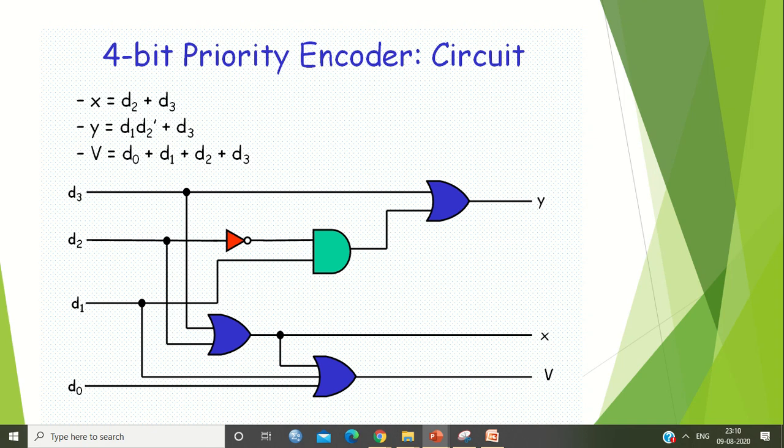Now when you draw the 4-bit priority encoder, the circuit will be like this. Using AND and OR gates, you have drawn this circuit.